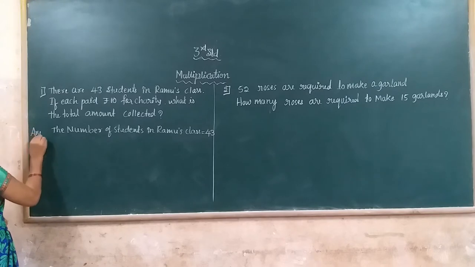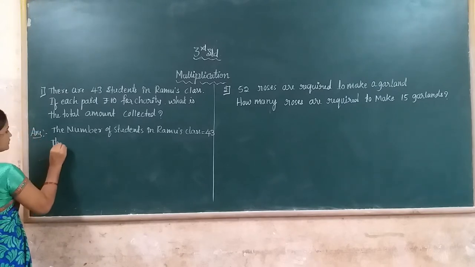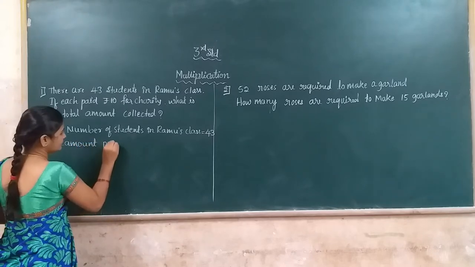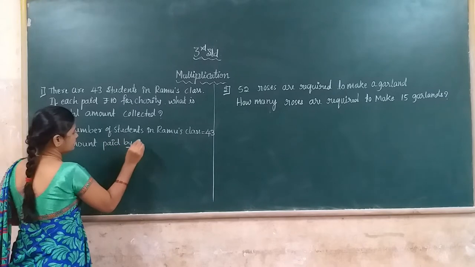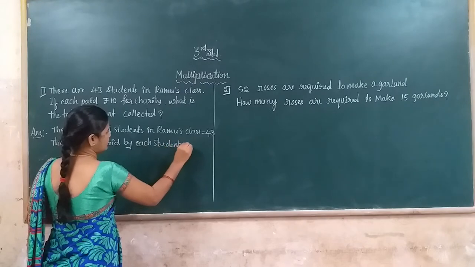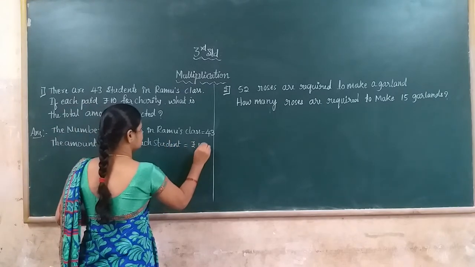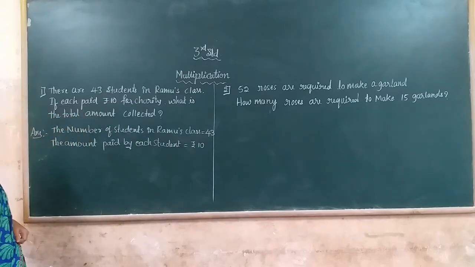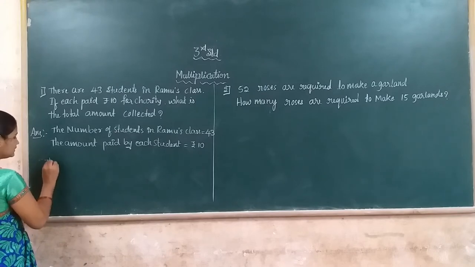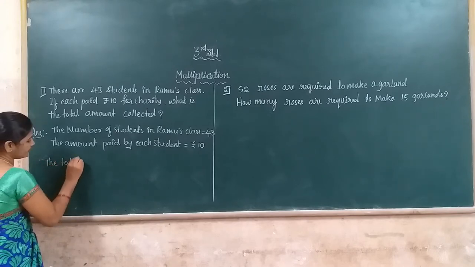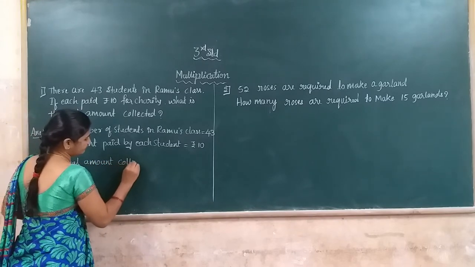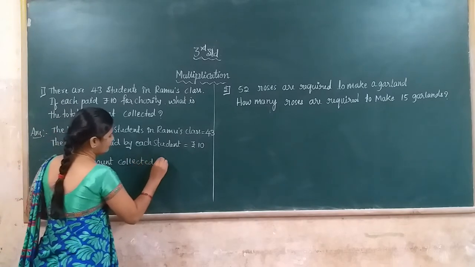Next, what is given? The amount paid by each student. How much? 10 rupees. The 10 rupees is paid by each student. Find out the total amount collected for charity.